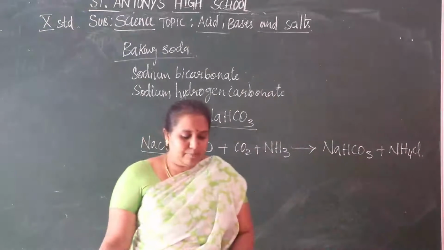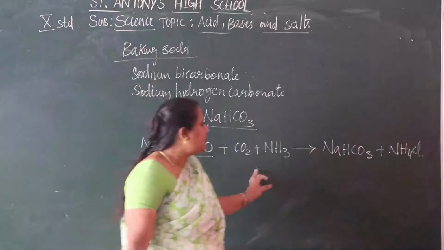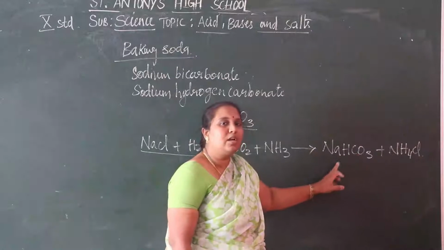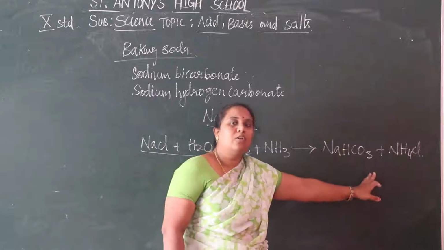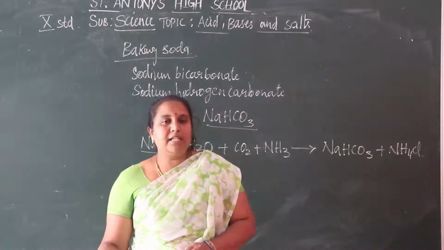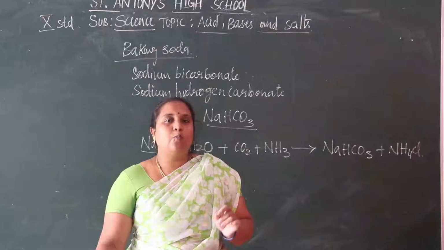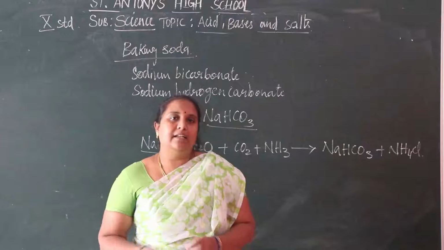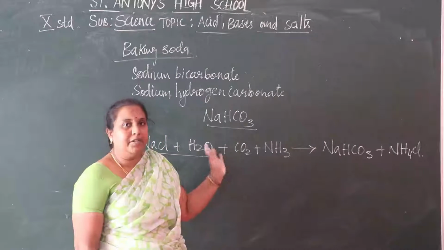So that is the brine solution. With that we are getting ammonium chloride plus baking soda. Baking soda we can call sodium bicarbonate or sodium hydrogen carbonate. The properties of sodium hydrogen carbonate: sodium bicarbonate is a white crystalline solid, but it appears as a fine powder.